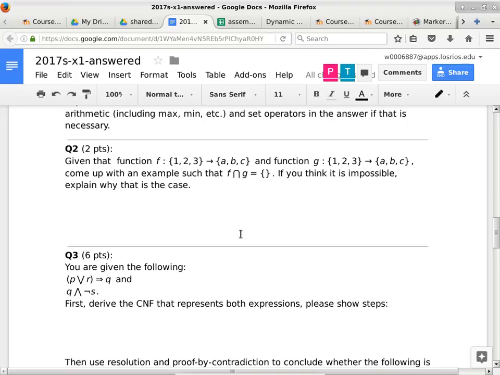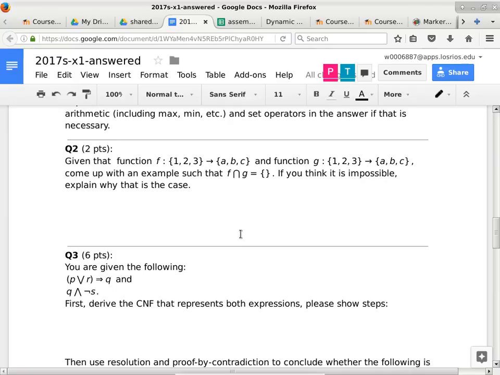And function G has exactly the same domain and the same codomain. So I want you to come up with an example. There are many ways to do this. You just have to pick one single example to define F and define G, so that their intersection is an empty set. They do not share anything. So if you think this is impossible, also explain why that is impossible. So I leave an option here for someone to say it is impossible. So first of all, is it possible?